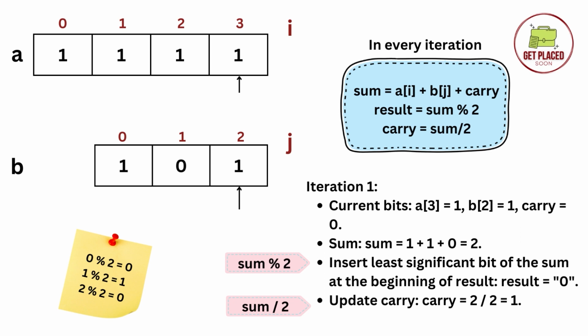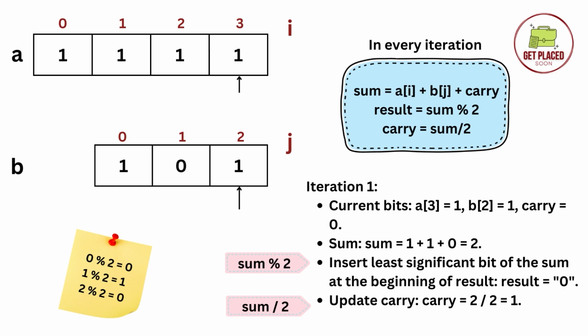The first step in the first iteration: sum is equal to A value plus B value plus carry. 1 plus 1 plus 0 gives you 2. Now appending the least significant bit of the sum at the beginning of the result. How to do that? Sum modulo 2. So 2 modulo 2 gives you 0. Append it in the result. Now the third step, calculating carry. To calculate carry, sum divided by 2. 2 by 2 is equal to 1.